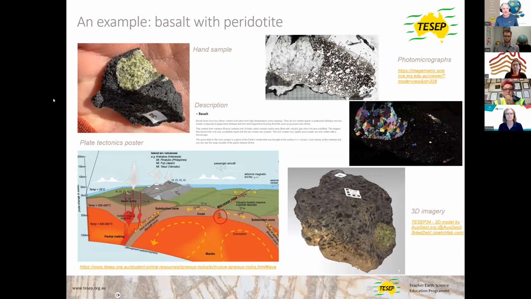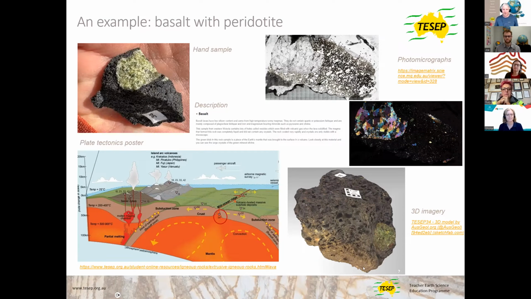Just as an example, this is my favourite from the rock kit, number 34, it's the basalt with the peridotite. So this is a rock that's come from the mantle and can get to the Earth's surface in places like mid-ocean ridges or even hotspots. You can see the hand sample there, the big olivine cluster. That number links back to the plate tectonics poster, so you can see where these rocks form and where we would find them.